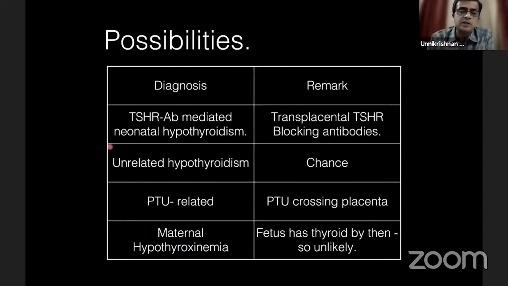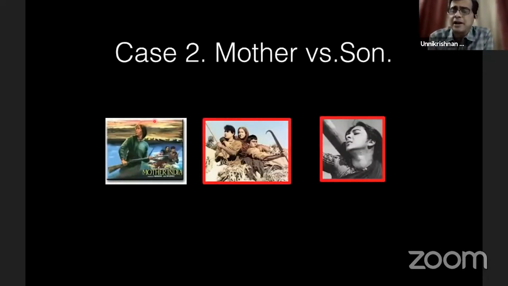So the likely possibility is the transplacental transfer of the maternal TSH receptor blocking antibodies to the baby, which would have blocked the baby's thyroid from working and caused fetal hypothyroidism. And as you know, these IgG antibodies remain for 3 months and go away. They went away.